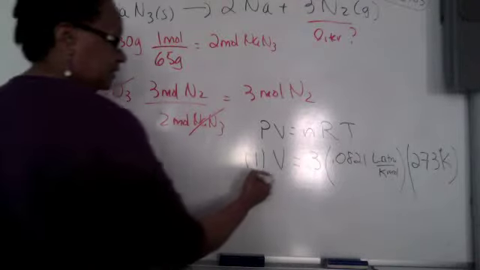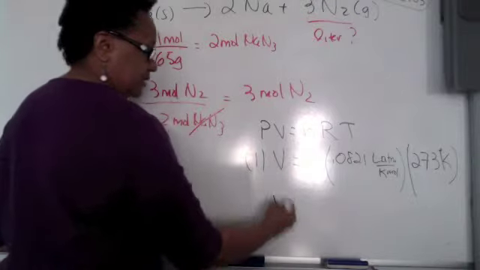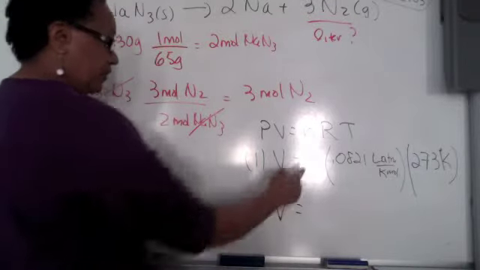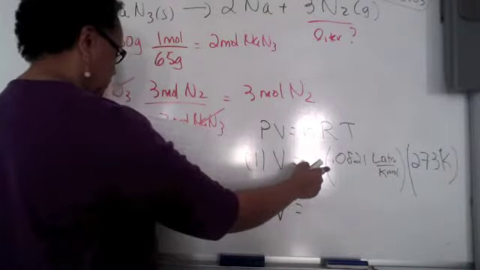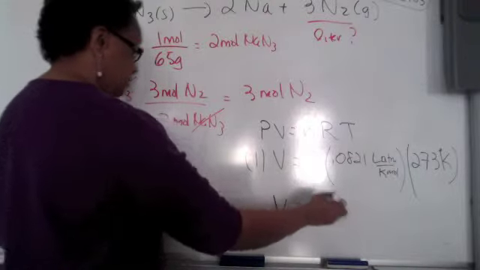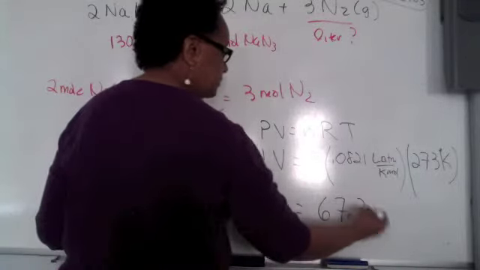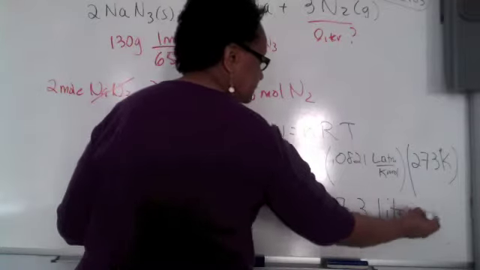So basically, this is 1, so I don't have to do anything to that. And so 3 times 0.0821 times 273 is 67.3 liters.